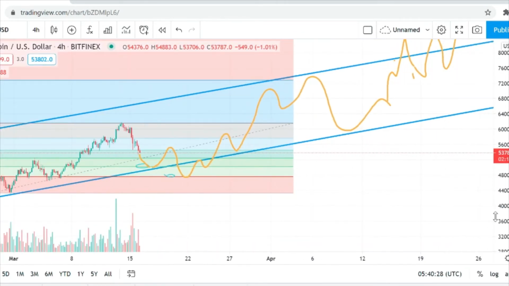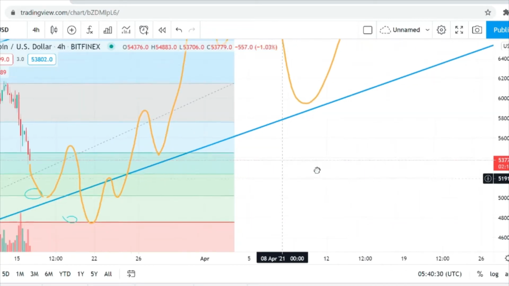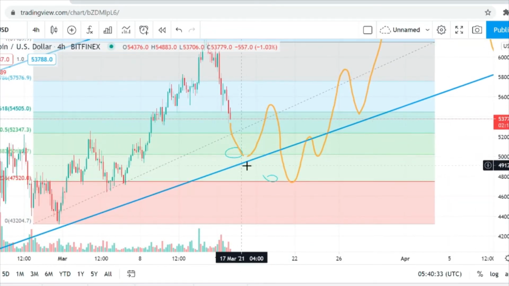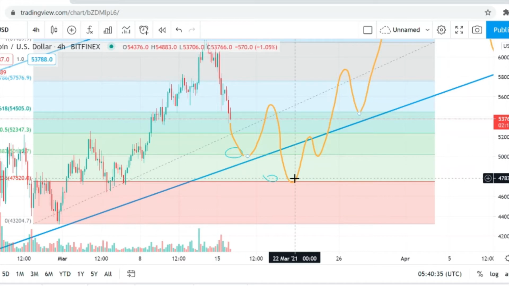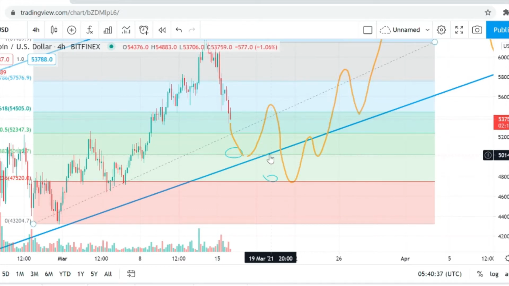So for anybody who would like to enter, it's better you wait until it comes to retest this region of 50,000 price. This is a psychological level. Then you go up with the trend.